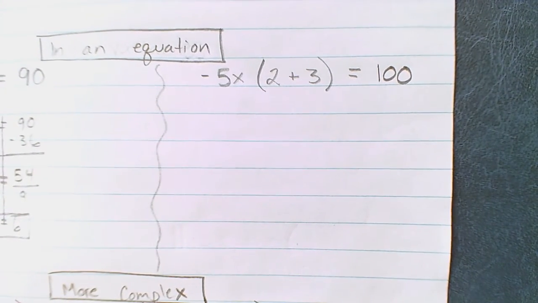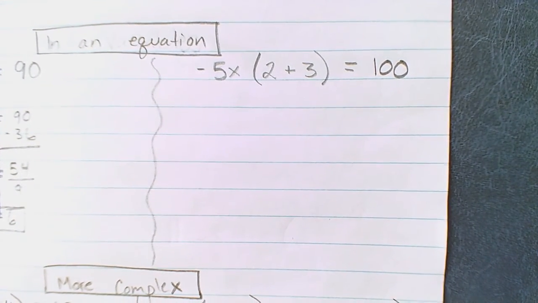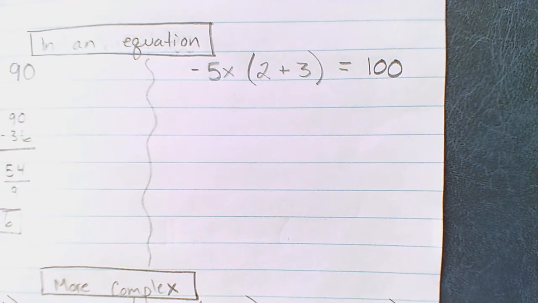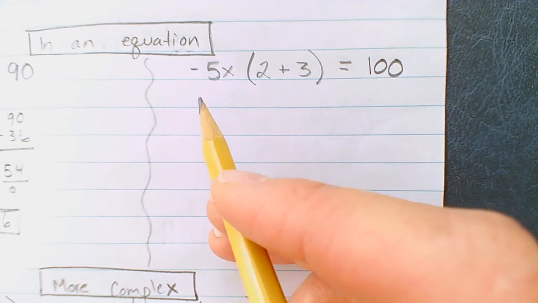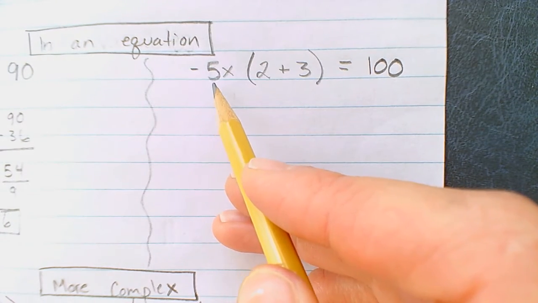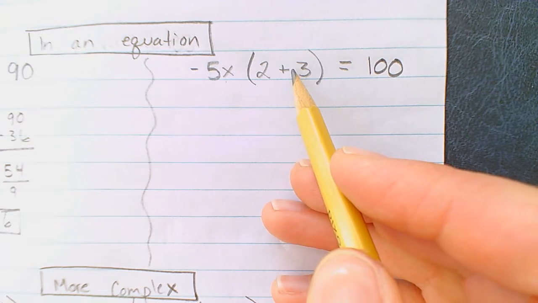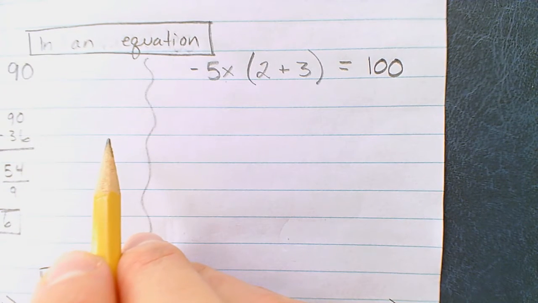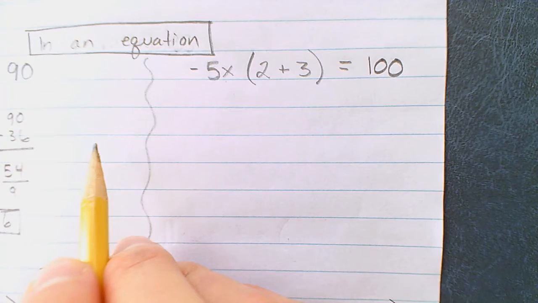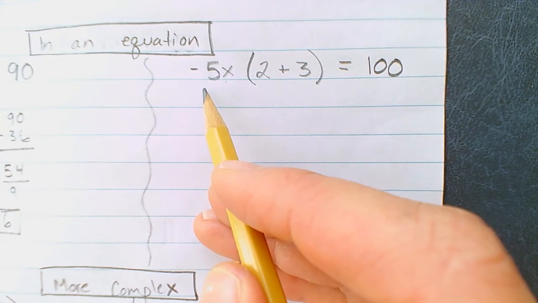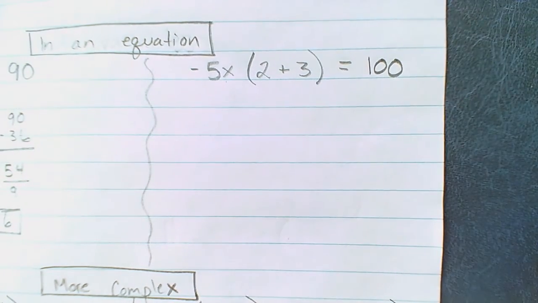In this problem, we have negative 5x times the quantity of 2 plus 3 equals 100. So we do have a number in front of this variable. We have a variable on the outside instead of having a variable inside the parentheses, which is completely fine. We're still going to distribute the same way that we would if we just had a number outside. So step 1 is to distribute.